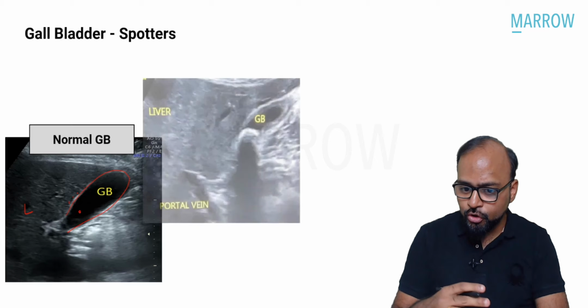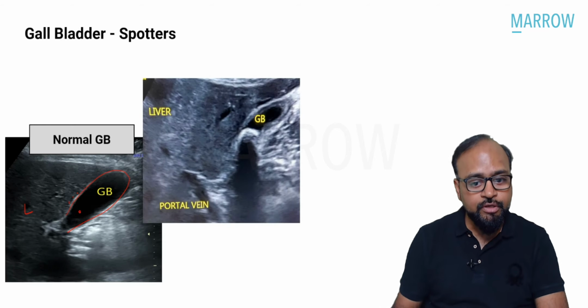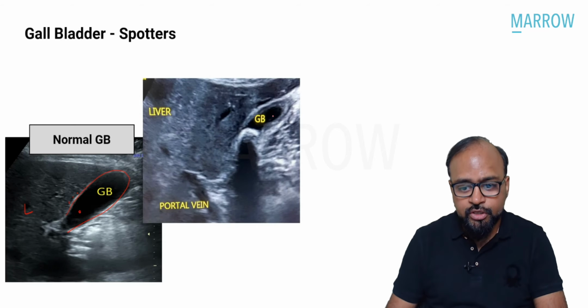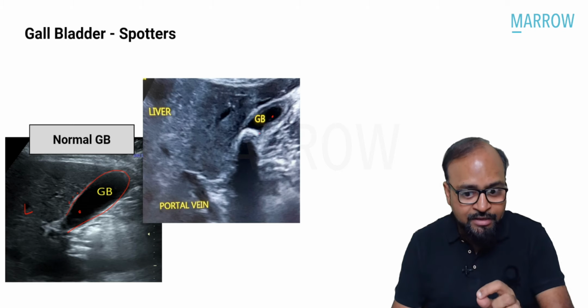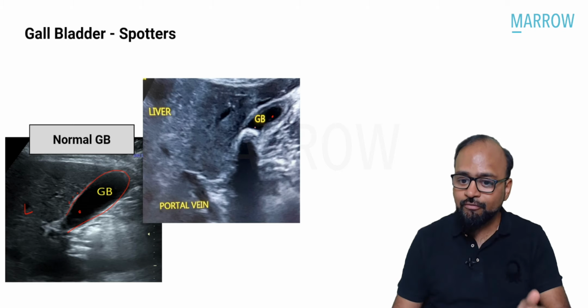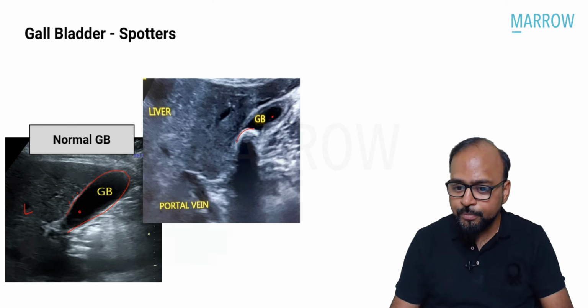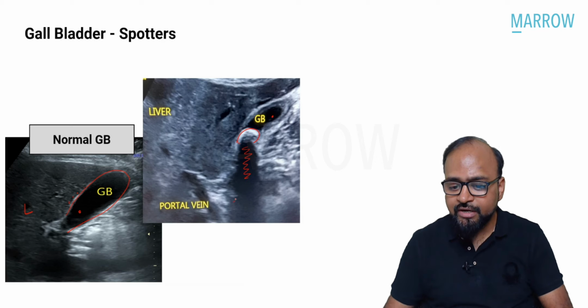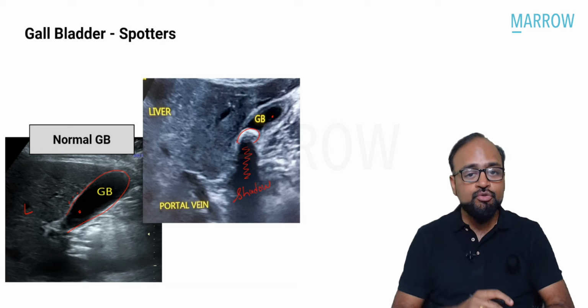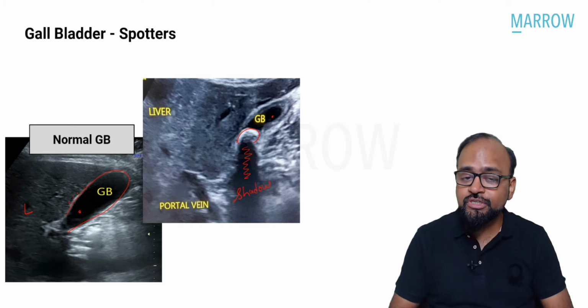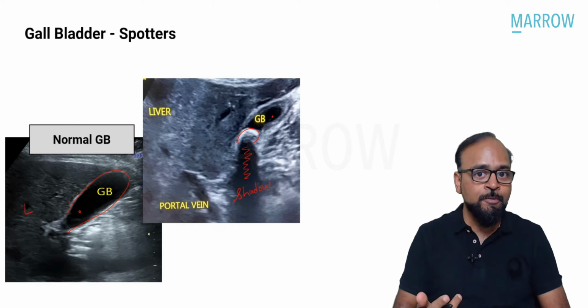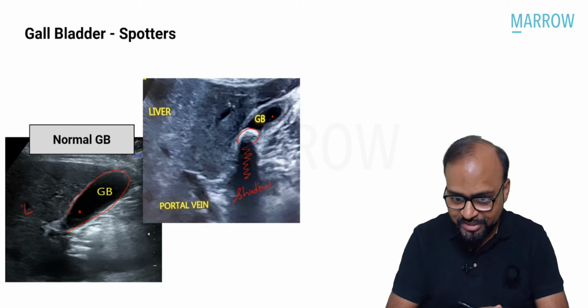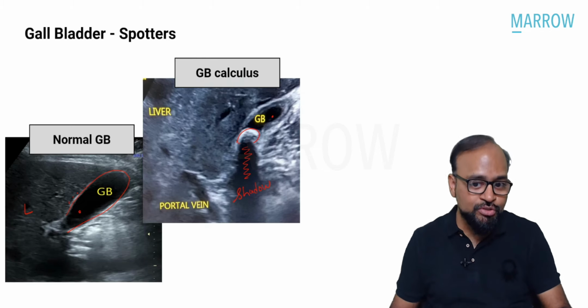Now compare this gallbladder with this one. Here we can see the liver, portal vein. Look at the gallbladder. It is still anechoic, jet black. But what is there inside the gallbladder? Watch carefully. Can you see a hyperechoic area? That is a bright appearing area. And can you see behind it? There is a dense shadow behind it. So hyperechoic with posterior shadow on ultrasound is what? It is a calculus. Yes. So this is what a gallbladder calculus looks like.